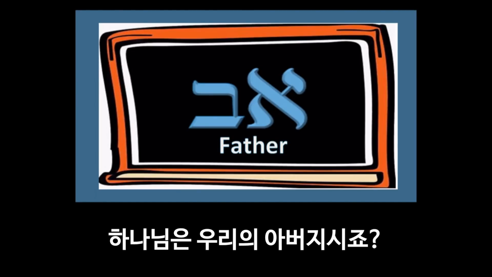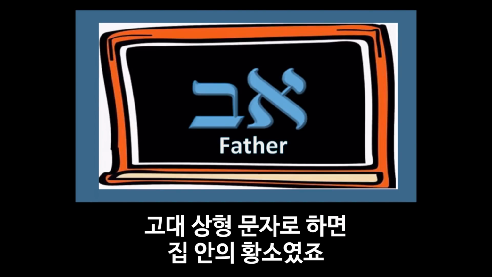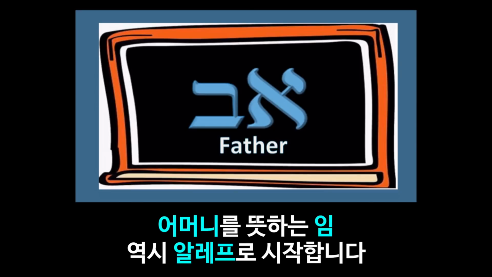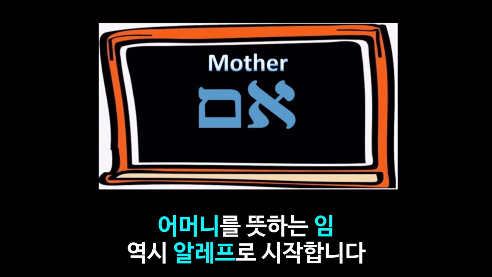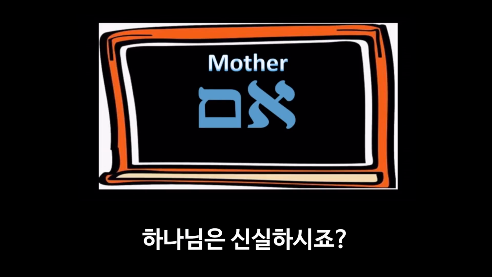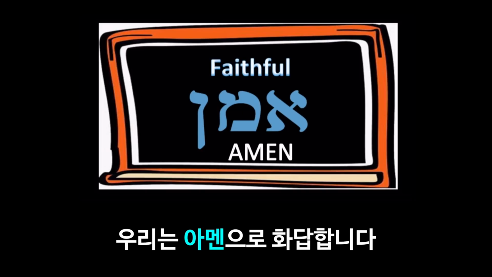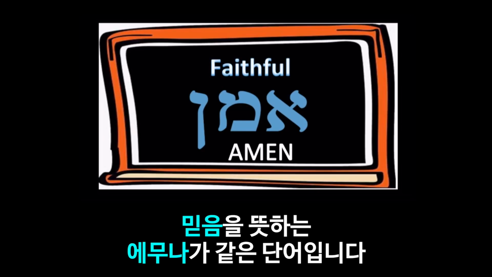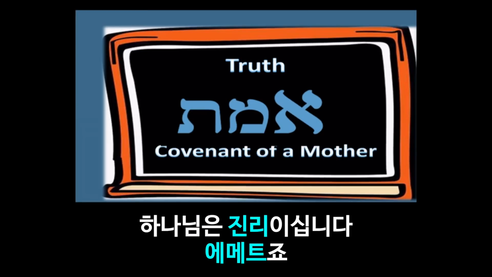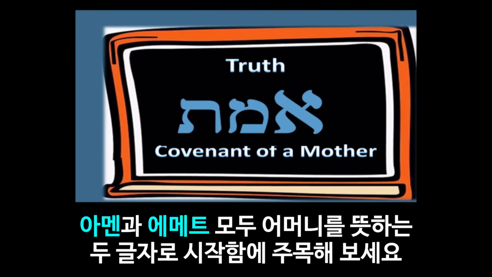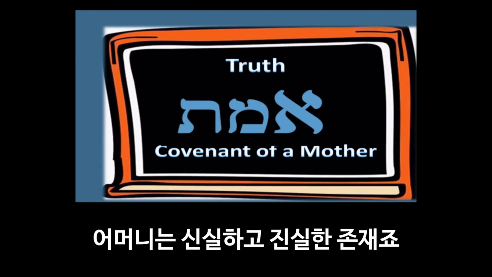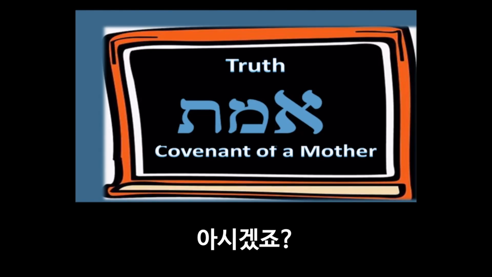God is our Father, Av. That's the modern Av. Okay, but in the ancient picture language, it would have been the ox and the house. Okay, your mother. He's our mother and our father. Im, his mother, begins with Aleph. God is faithful, right? And we say amen. That's the Hebrew word amen. Amunah, faithfulness. God is truth. Okay, emet. But notice both amen and emet begin with the first 2 letters forming mom. Mom is the one who is faithful. Mom is the one who's supposed to be the truth bearer. Okay?